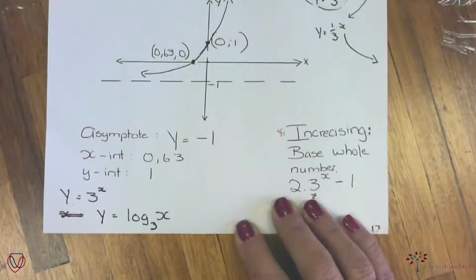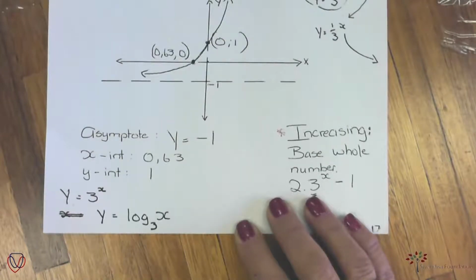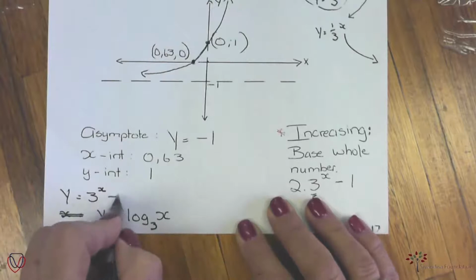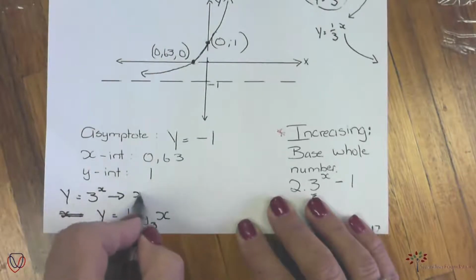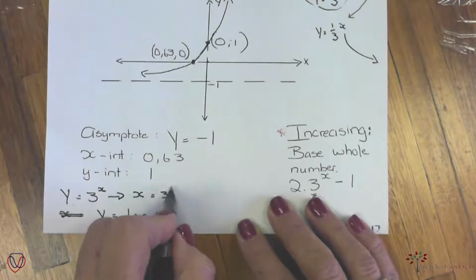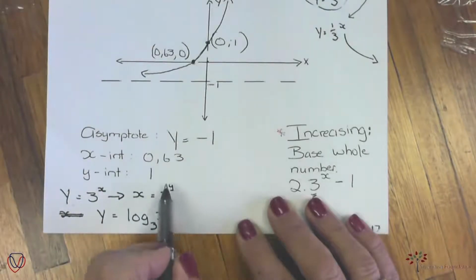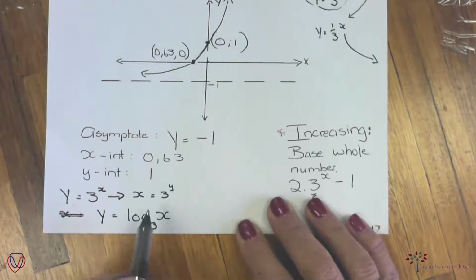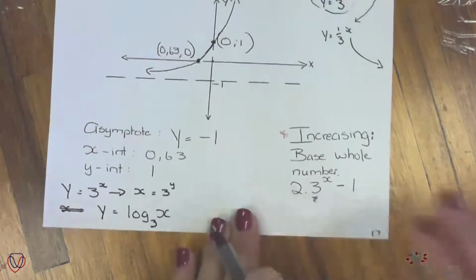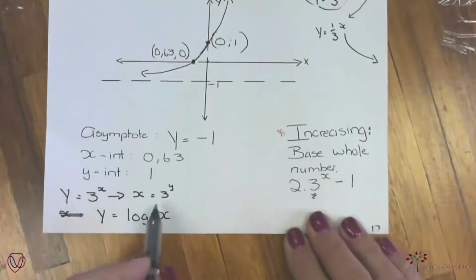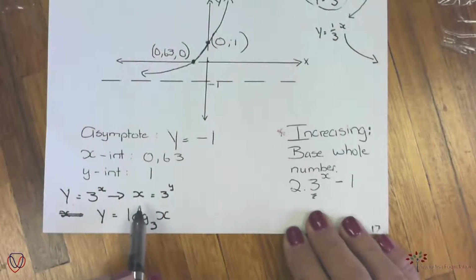Have you got it? Y is log x base 3, because we swap the x and the y. So now the exponent is always the number on the side, and the x is always the number next to the log, and the base is the base for both of these. Firstly, you swap the x and the y, and then your equation looks like this. Then they will say you must write it in the form y is, and then you know it's going to be a log graph. This is inverse.